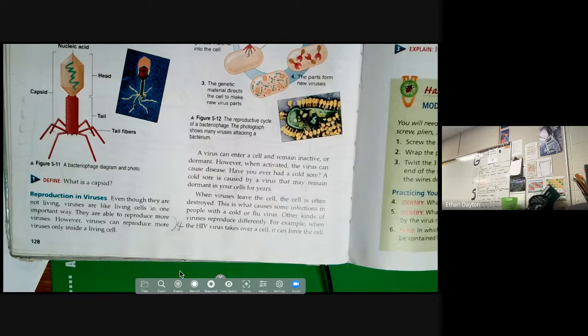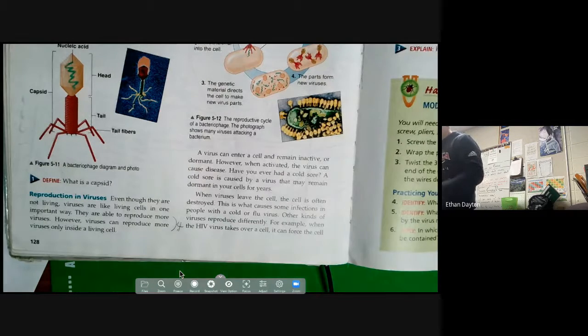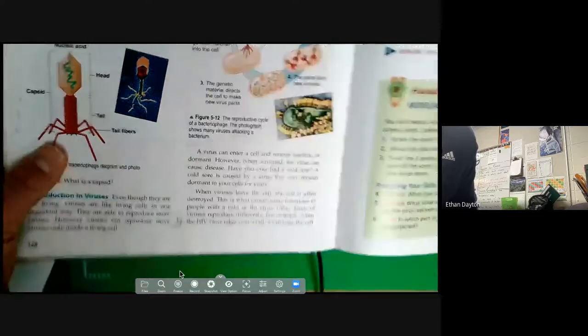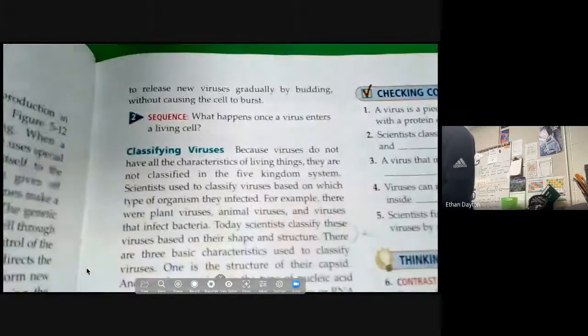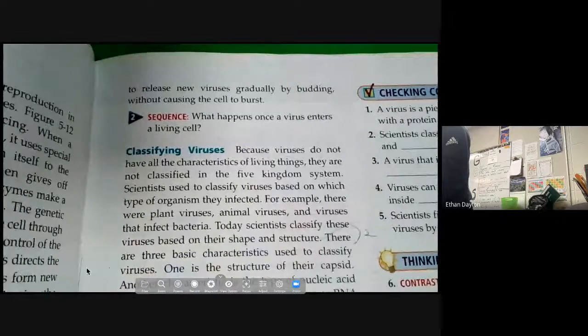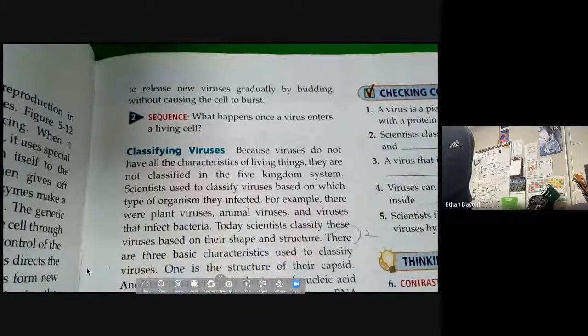Last paragraph here on page 128: when viruses leave the cell, it is often destroyed. This is what causes some infections in people with a cold or flu virus. Other kinds of viruses reproduce differently. For example, when the HIV virus takes over a cell, it can force the cell to release new viruses gradually by budding without causing the cell to burst.